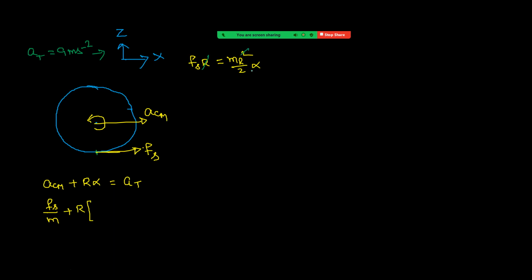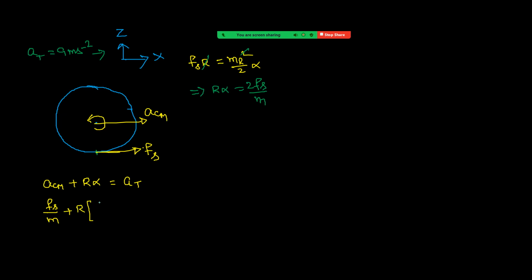R gets cancelled. Alpha equal to R, calculate directly R alpha. Okay. From here, R alpha equal to 2Fs upon M. Substitute that here.